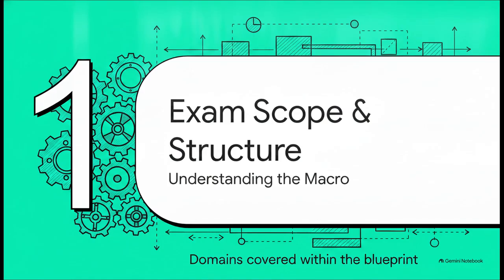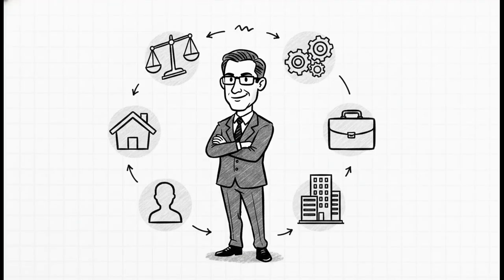Section 1. Exam Scope and Structure. Understanding the macro. Okay, let's dive into this. The REG section combines 6 specific areas of technical knowledge. You are tested on ethics and professional responsibilities. You are tested on federal tax procedures. Then there is business law. The remaining areas cover the federal taxation of property, the federal taxation of individuals, and the federal taxation of entities.